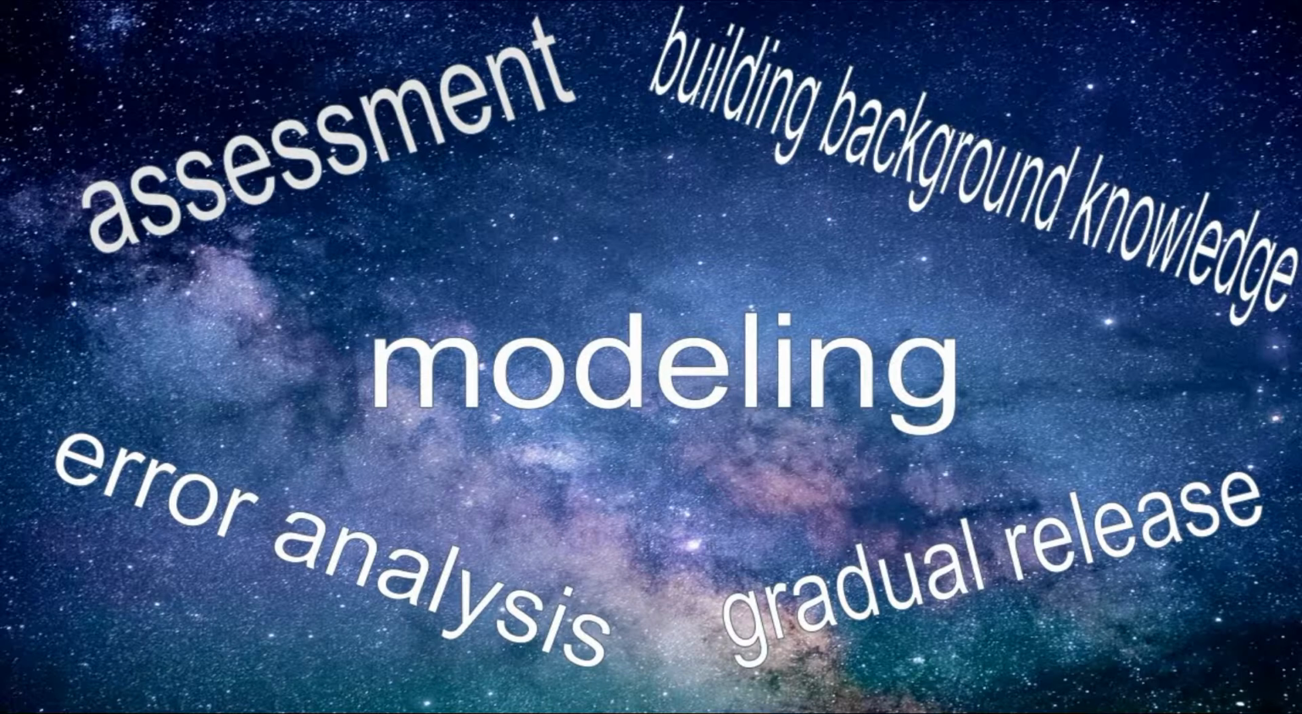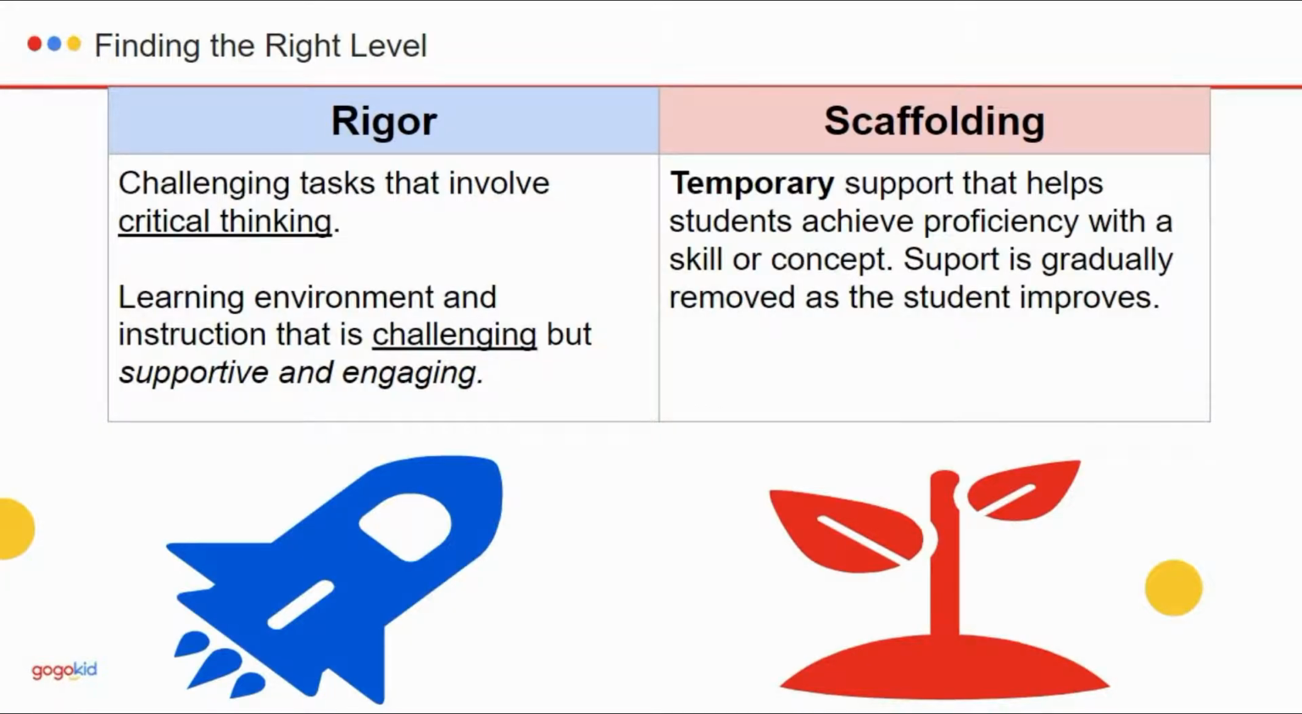Now, before we dive in, I want to talk about two huge things when it comes to reading. The first is rigor, and this is having challenging classes, challenging things in the class, challenging tasks that involve critical thinking. This means in the learning environment and instruction that it is challenging but is also supportive and engaging at the same time. So you need the content to be rigorous. You need it to be challenging for the students.